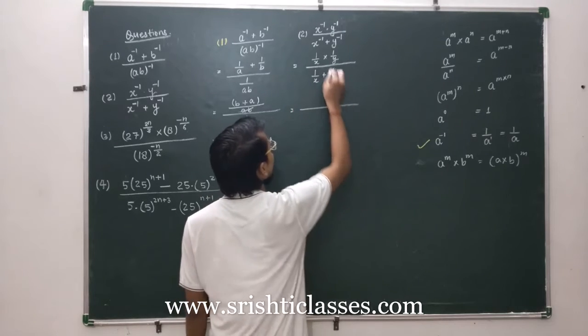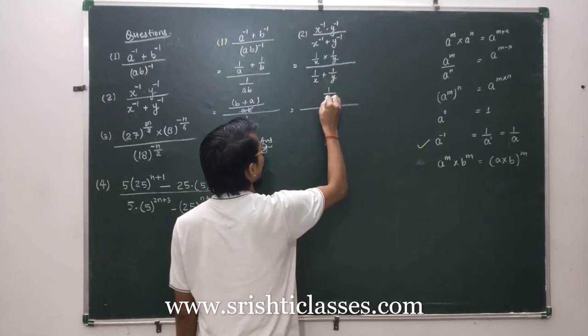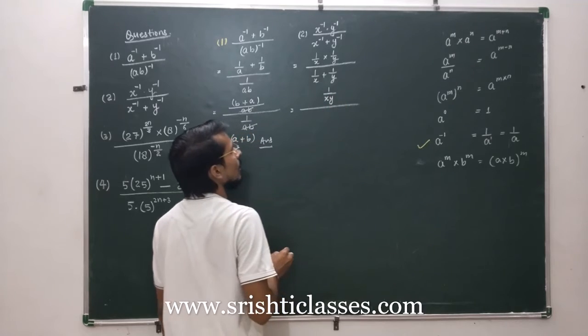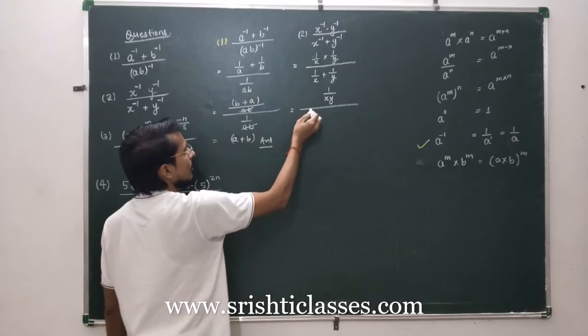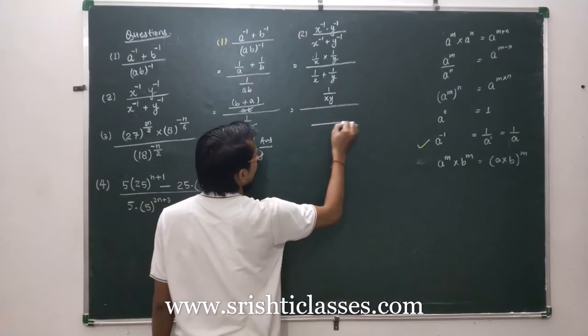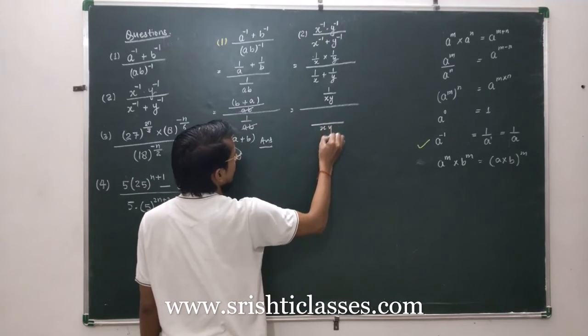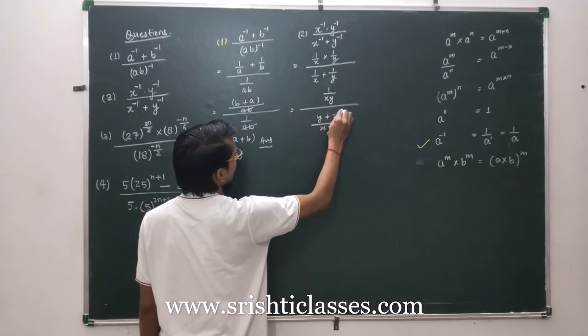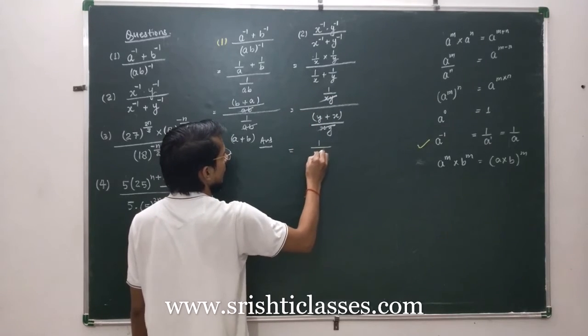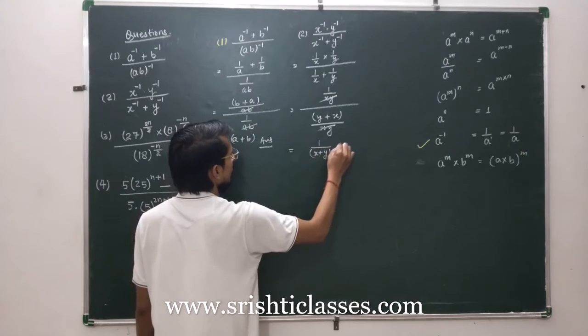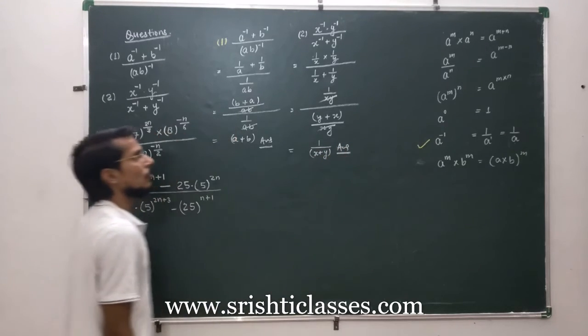So here you have 1 upon xy, because 1 into 1 is equal to 1 and x into y is equal to xy. In the denominator, take the LCM xy and it becomes y plus x. Again this cancels out and the answer is 1 by x plus y. This is your answer of second question.